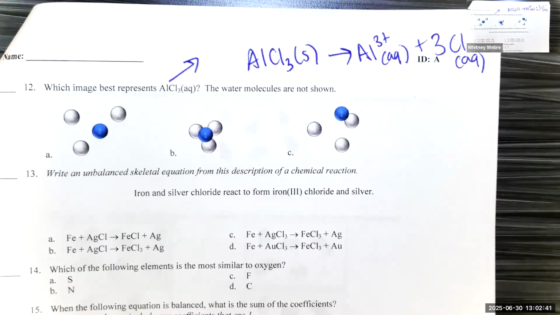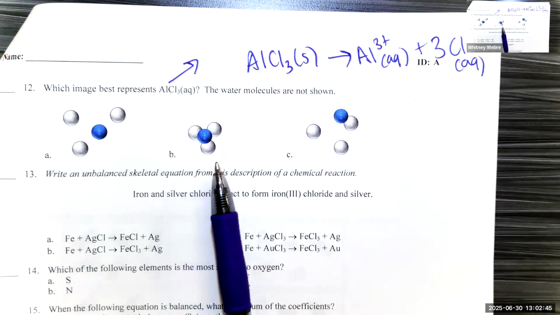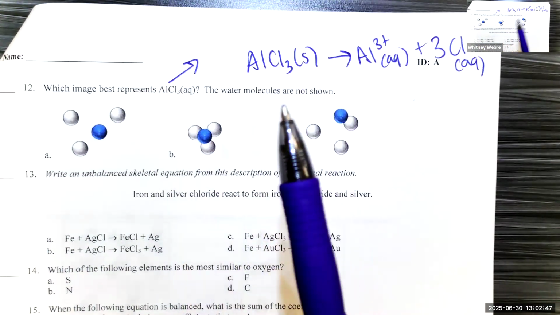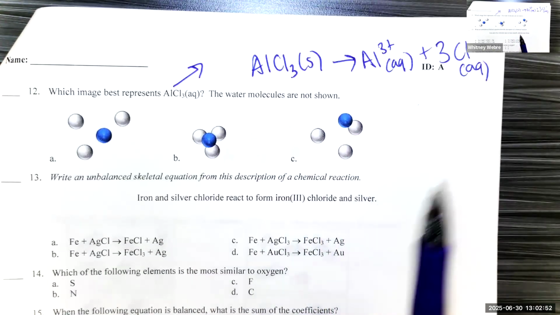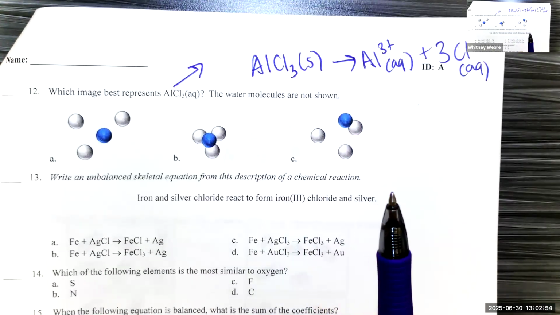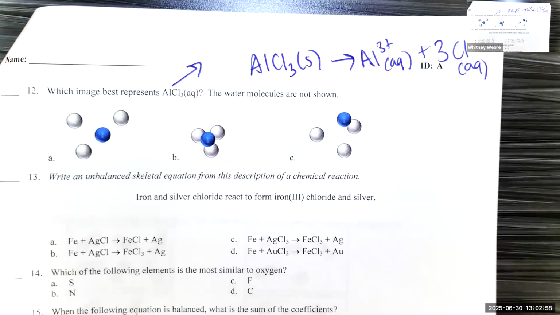A has your aluminum 3+ and your 3 chlorides. B would be AlCl3 before it hits water, so it can't be B. And C doesn't show the full breaking up into ions. So this is an electrolyte, it has to break up. Remember, if it is a polyatomic or if it is all nonmetals, it stays together when it hits water. If it's a metal plus nonmetals, it breaks up.